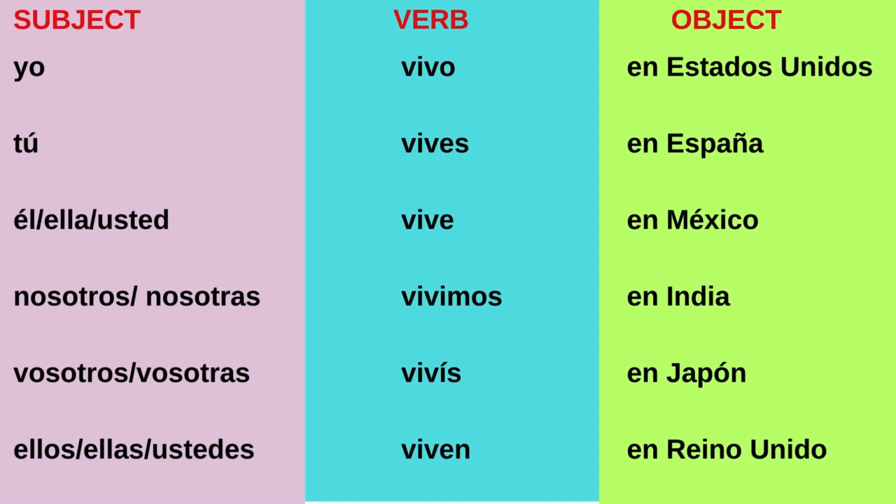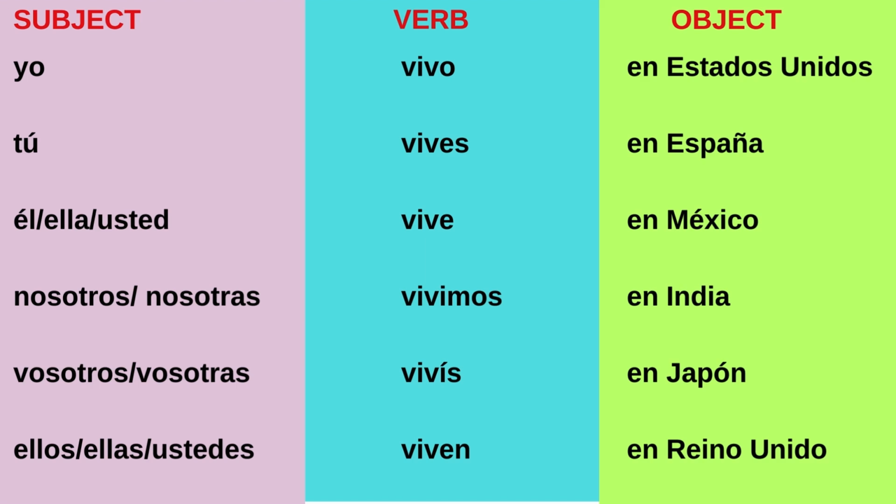Now we will look at verb vivir. Vivir. To live. Yo vivo en Estados Unidos. I live in United States. Tú vives en España. You live in Spain.